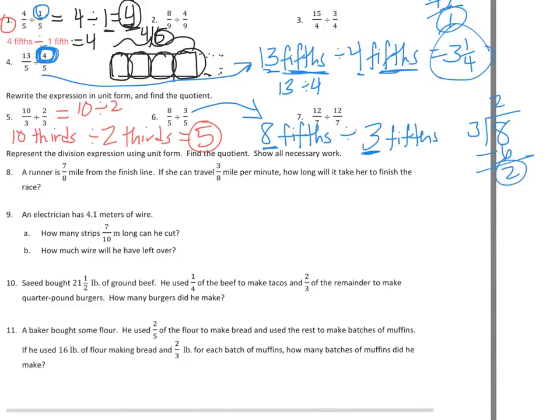And I know that that's my remainder, and the reason why 3 is my denominator is because that's what I'm dividing by. It's my divisor. So 2/3.